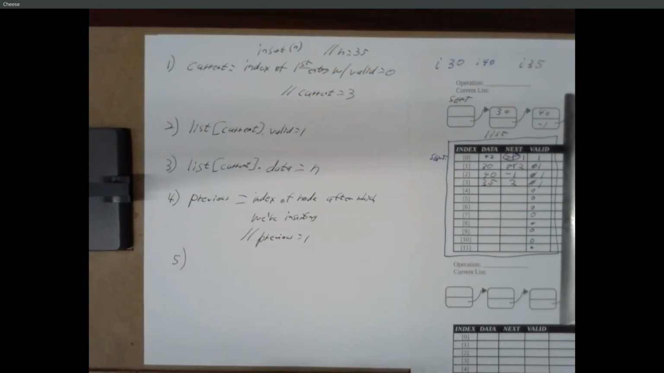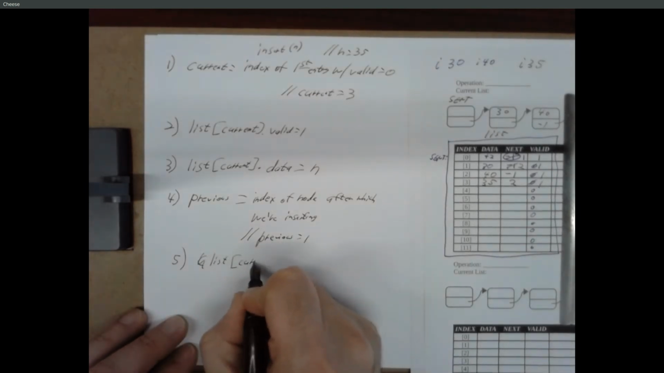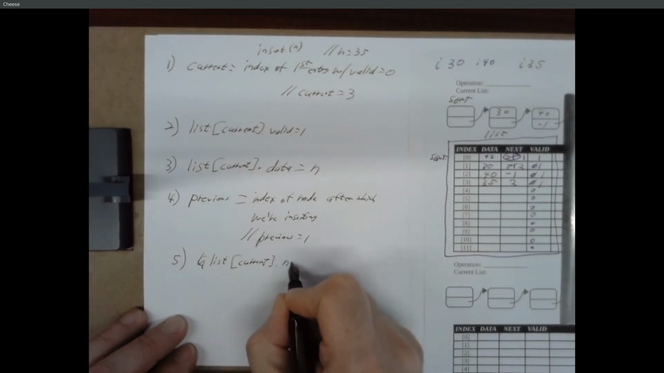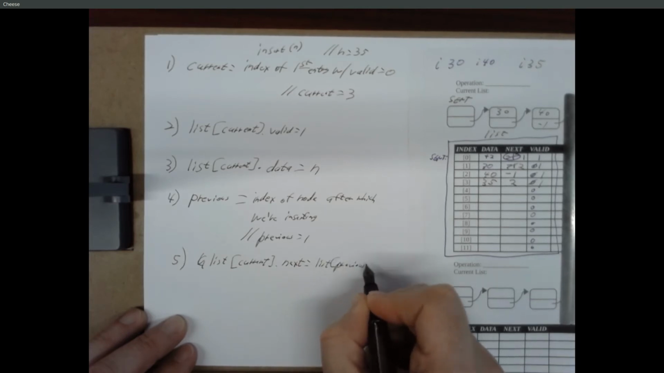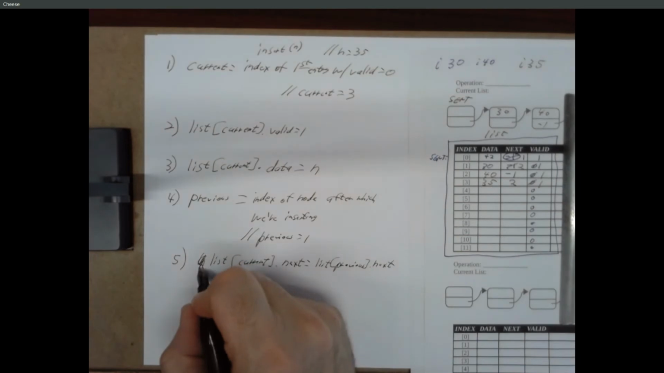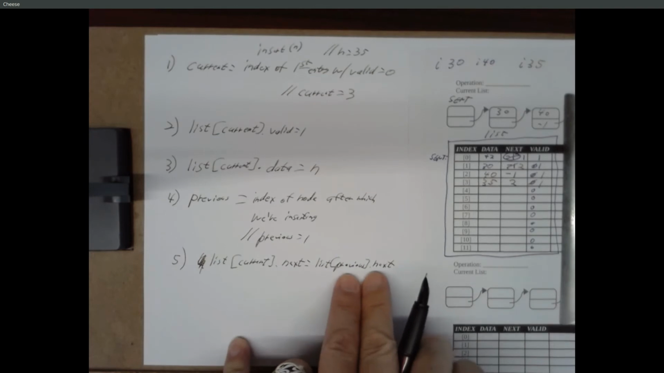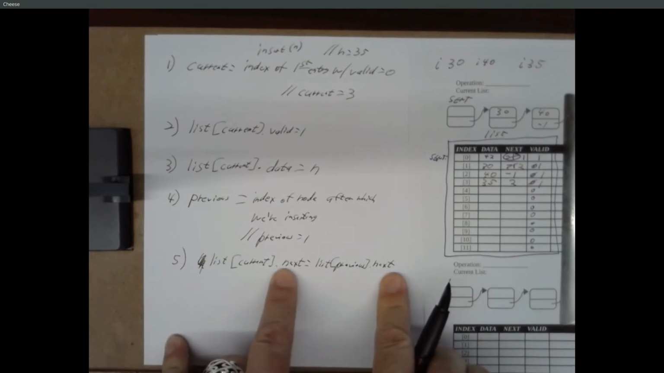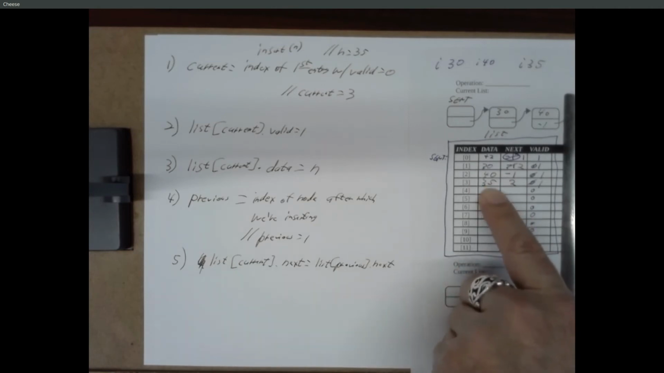So we can write some pseudocode for that, which says list bracket current dot next equals list previous dot next. And then you're going to have to set the previous next. All right, so look at the previous node's next field, make our current node point there. And then, yes, we need to take the previous node, and instead of pointing where it was pointing, we want the previous node to point to our new node.